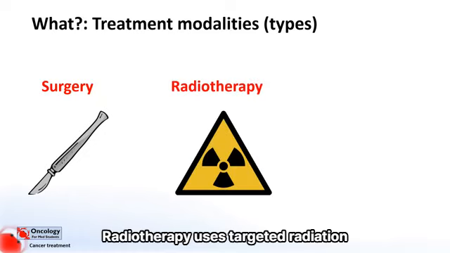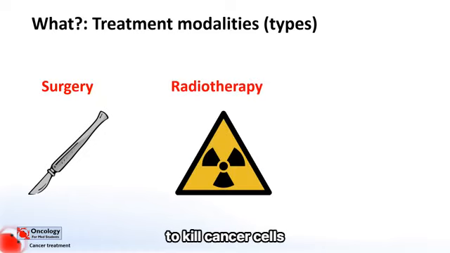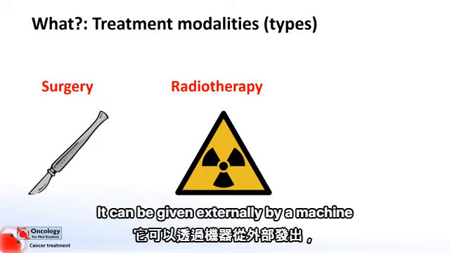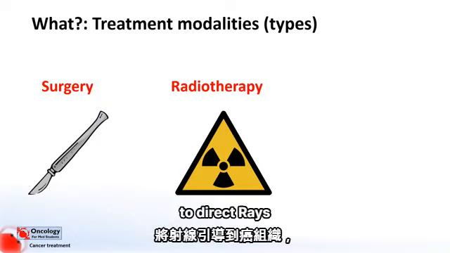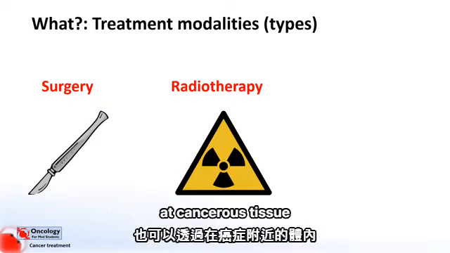Radiotherapy uses targeted radiation to kill cancer cells. It involves using high-energy rays, like X-rays or electrons, to kill cancer cells. It can be given externally by a machine to direct rays at cancerous tissue, or internally by placing radioactive material in the body near cancerous cells.